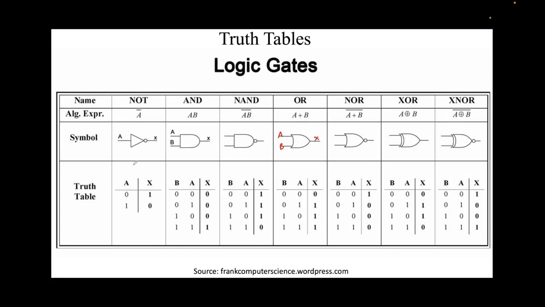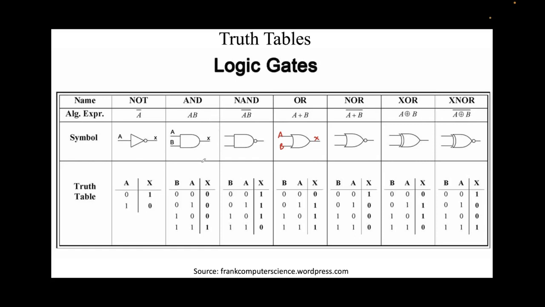So for instance, in a NOT gate, there are only two possible combinations: the input is low and the input is high. So we've listed them. Now what a NOT gate does is simply inversion. It inverts whatever input is provided. So if the input is 0, the output would be 1, and if the input is 1, the output would be 0.